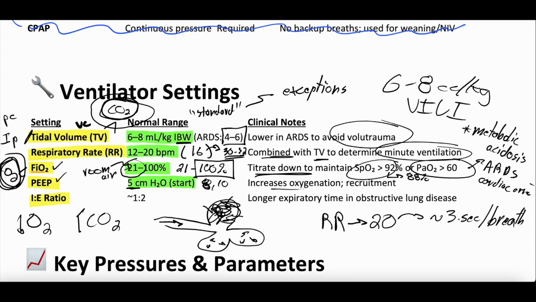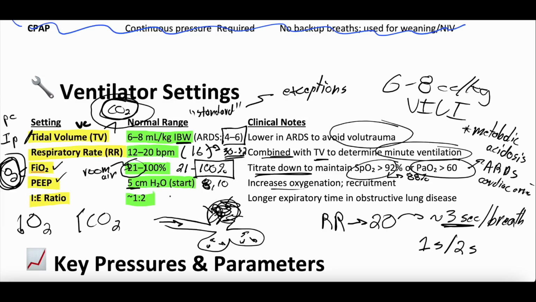But the I to E is how much of this respiratory cycle the ventilator gives for the inspiratory phase compared to the expiratory phase. So if it's 1 to 2, right, and you have 3 seconds per breath, that means there's going to be 1 second for inspiration and 2 seconds for expiration. And that's pretty normal. If anyone can just think of their own breathing pattern as you're sitting there right now, you exhale for longer than you inhale. So an I to E ratio of 1 to 2 is about normal.